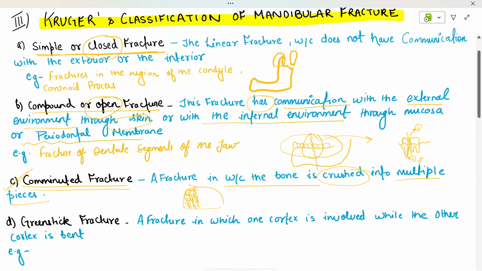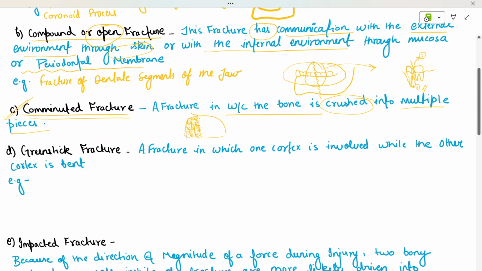So coming up with the fourth part, that is your greenstick fracture. Now, what is a greenstick fracture? A fracture in which one cortex is involved while the other cortex is bent.